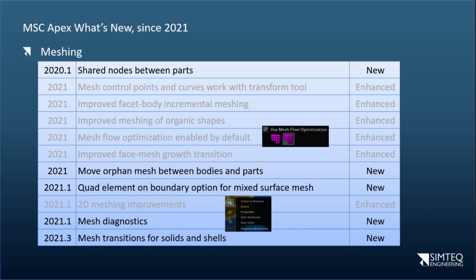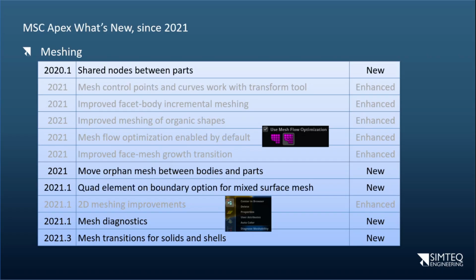And then there were 2D improvements, and then mesh diagnostics. This is focused on specifically solids for hex meshing. If the solid or the partition is not hex meshable, you can use the mesh diagnostics, and it will tell you exactly why it cannot hex mesh it. And that's very useful to then help you decide how to further subdivide it to make it hex meshable.